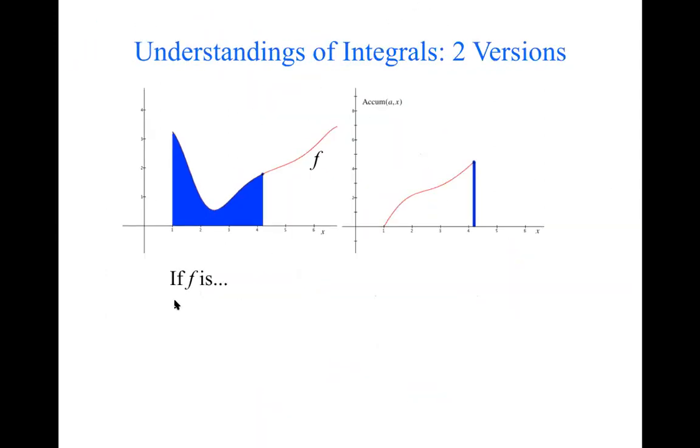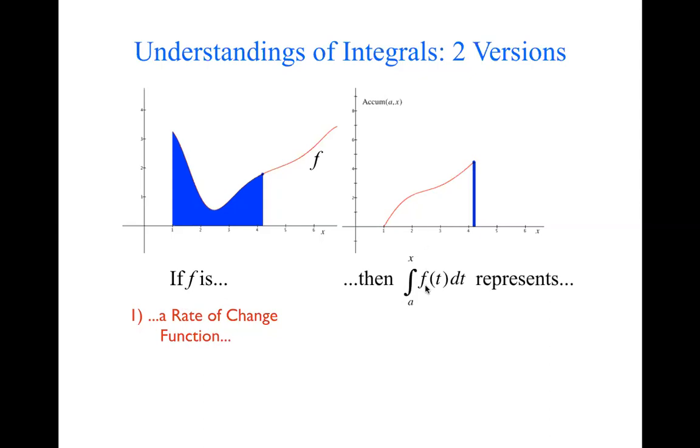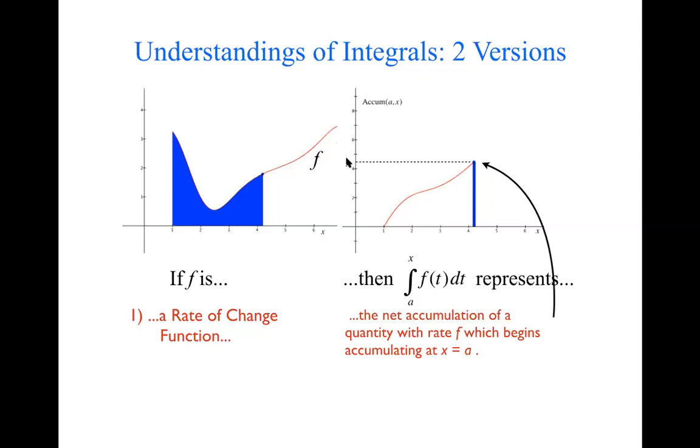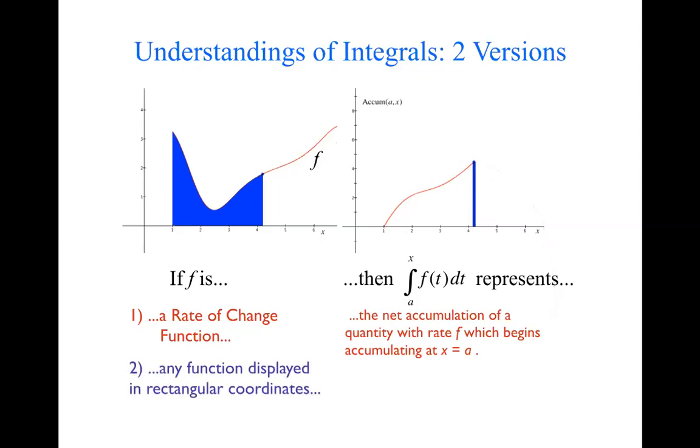So just to sum up then, if f is a rate of change function, then the integral of f starting at a point a and going through x is a net accumulation, and we can draw that net accumulation. Now, if f is not necessarily something that I was thinking of as being a rate, but I was literally just using its shape, then I can also think about the shape having an integral that represents the area underneath that shape.